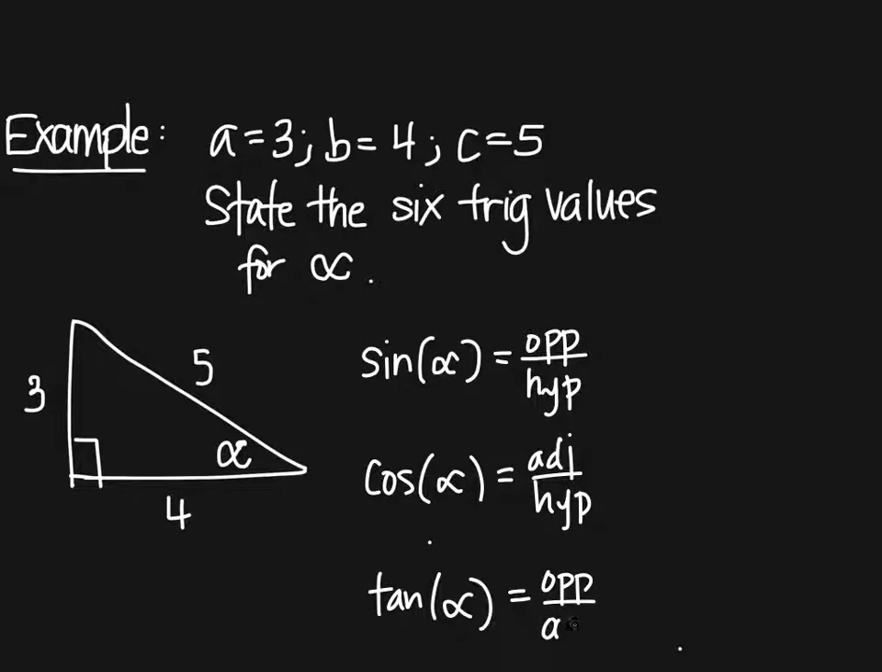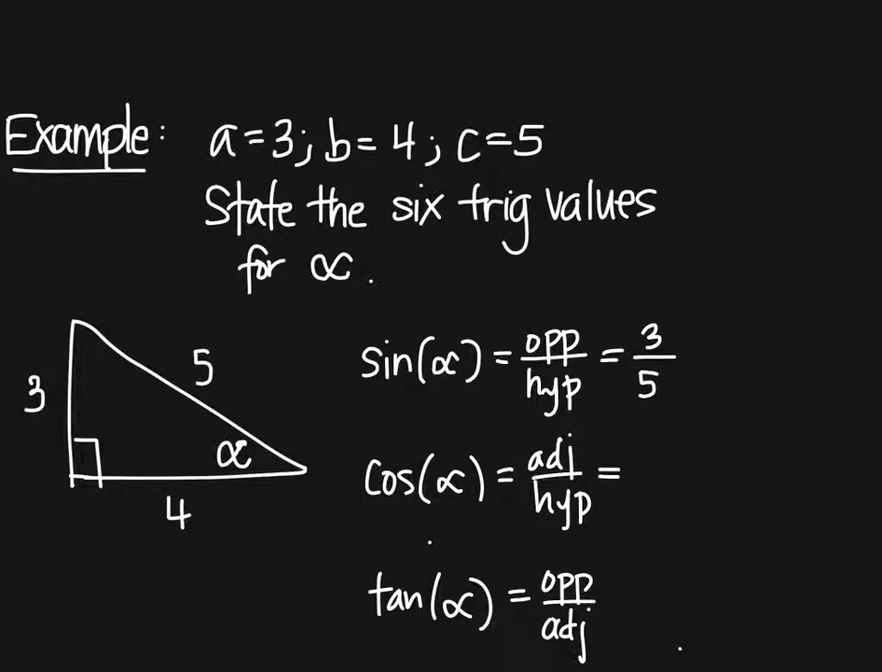This is the SOHCAHTOA, S-O-H, C-A-H, T-O-A, until you have it memorized. Once you have it memorized, you probably can skip that step. But in relationship to alpha, what number is on the opposite side? 3. And what number is on the hypotenuse side? 5. That's it. 3 over 5, you're done.